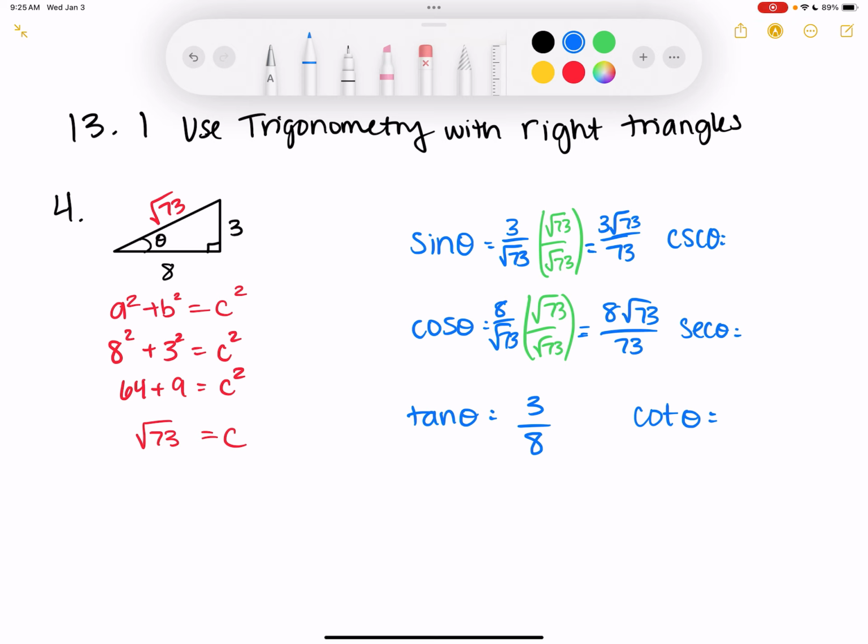Now, once you've done that, you've done the hard part, because now when we go to do the other side, we just flip them over. That's why I lined them up this way. So cosecant, we just flip it. It's square root of 73 over 3. Secant is cosine flipped, so square root of 73 over 8. And cotangent is going to be 8 over 3. Now, you could flip this one, but that's going to cause you to rationalize and have to cancel stuff, so I always go back to the original when I flip it, because the less work, the better.